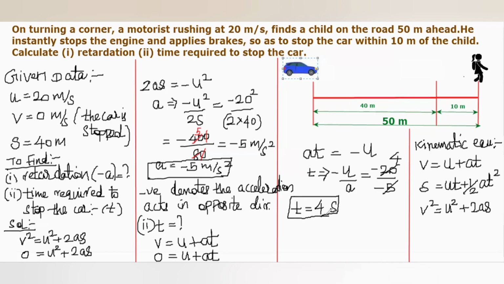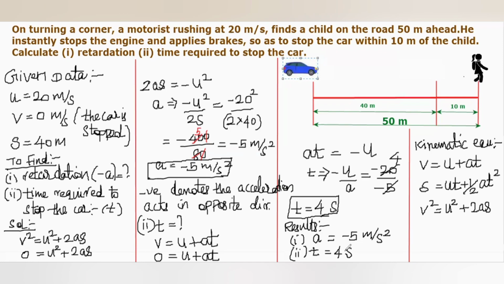Okay. So this is the time required to stop the car within 10 meters before the child. Okay. So finally, the results. First one, acceleration equals minus 5 meter per second square. Second one, the time equals 4 seconds.